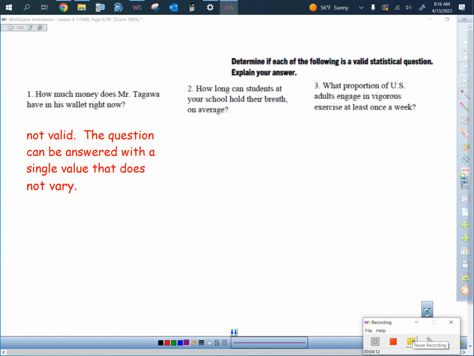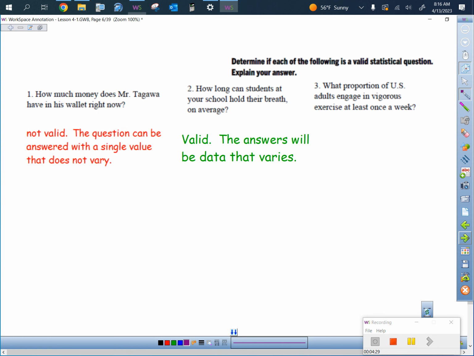What if we said how long students can hold their breath on average? Would that just be one number for sure, or when you ask students, would that vary? What do you think? Would it vary? That would totally vary. That means that that is a valid statistical question. Especially the key phrase "on average," that means you've got a bunch of different answers. It's going to vary. So that means it's valid. If the answers can vary, that's a valid statistical question.